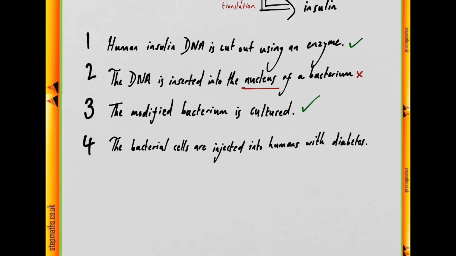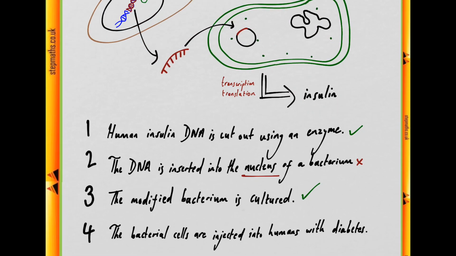And finally, 4, the bacterial cells are injected into humans with diabetes. Well, by and large, it's not a good idea to ever inject bacterial cells into human beings, whether they have diabetes or not. This represents a misunderstanding of what this process involves. What we are doing is extracting insulin, which can then be given to diabetic patients as medicine, since they can't produce insulin themselves.